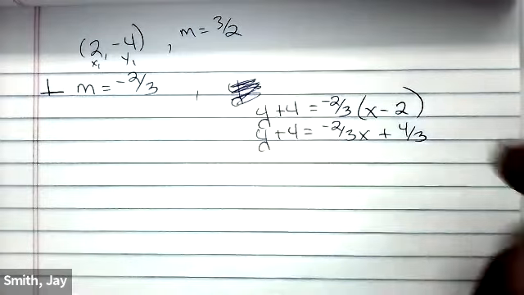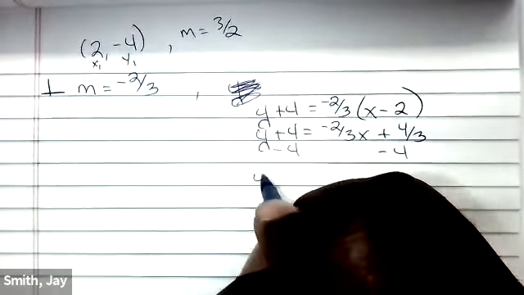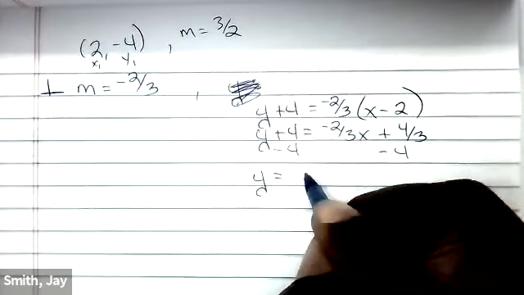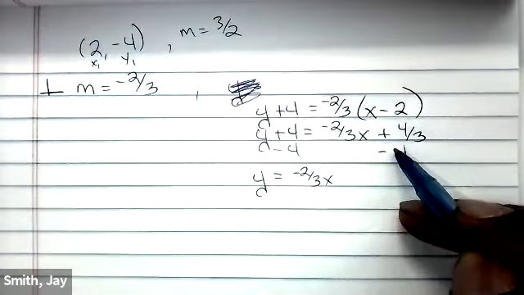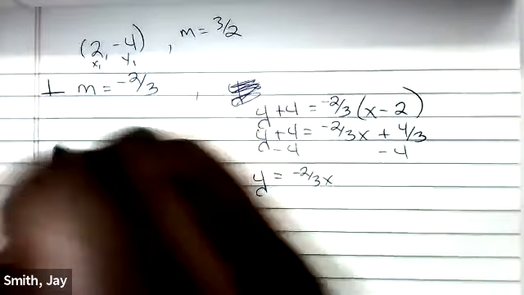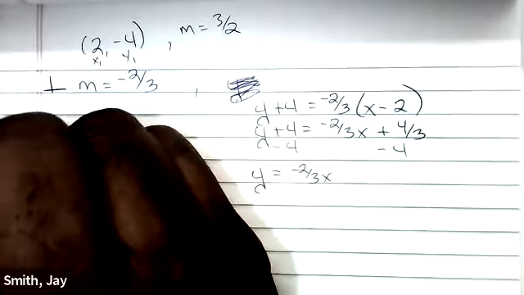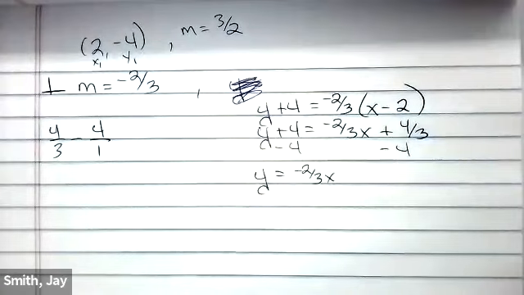All right. Now we just need to get the y by itself by subtracting 4 from both sides. So we have y is equal to -2/3 x, and it's really 4/3 minus 4. We're just going to put this over here for the scratch work. So 4/3 minus 4 as a fraction, that's 4/1.